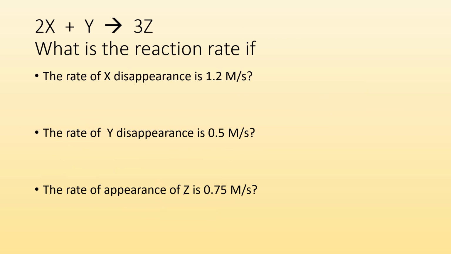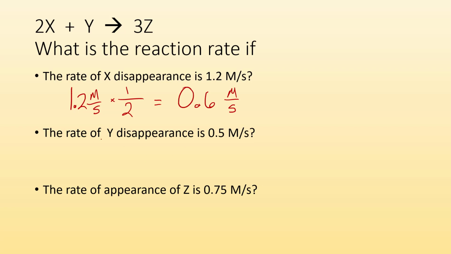So try some of these, all right? What is the reaction rate if the following is true? The rate of x disappearance is 1.2 molar per second. Well, I have 1.2 molar per second, and I have a coefficient of 2. So that's going to tell me that the actual reaction rate, if I wanted to specify it in terms of no particular species, is going to be 0.6 molar per second.